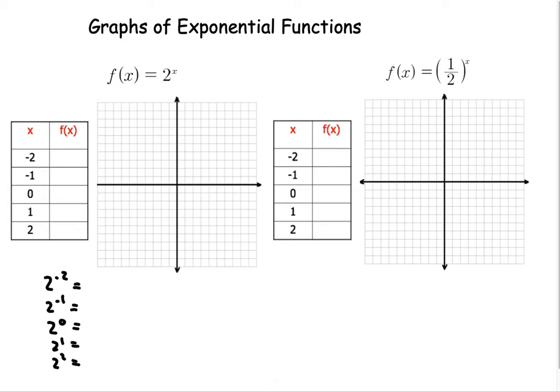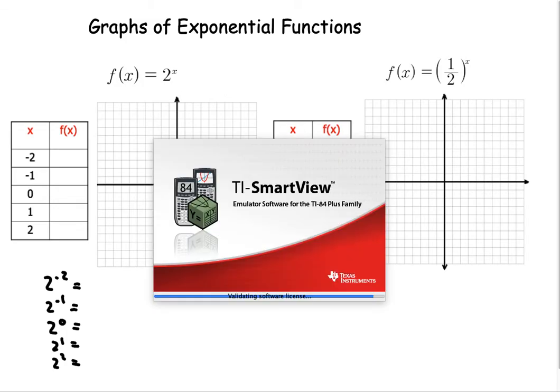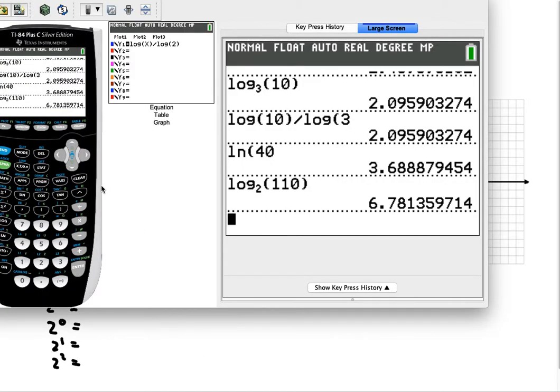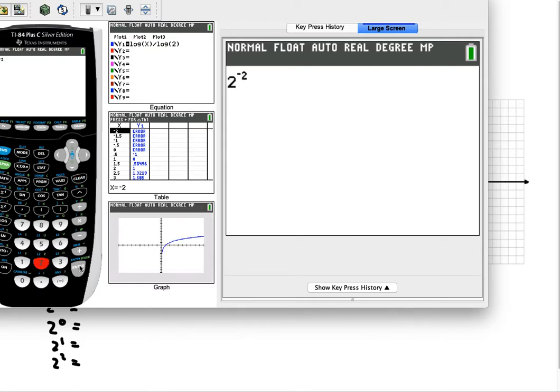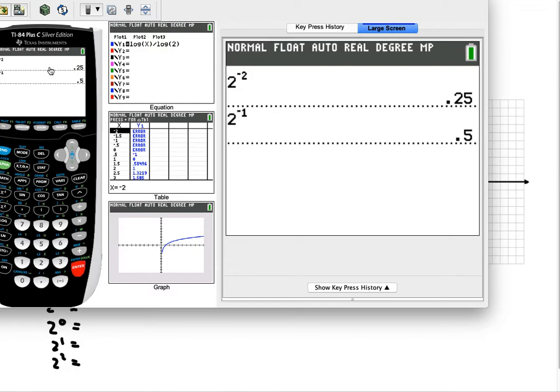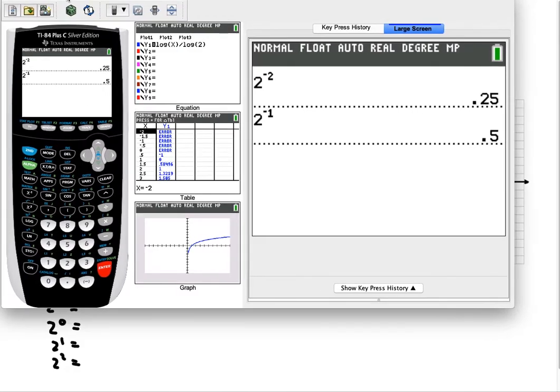So let's just go ahead and do it that way. So I'm going to pull up my calculator and just plug them in there. Maybe I'll just do a few of them. So 2, caret key, negative 2, enter. I get 0.25. 2, caret key, negative 1, enter. I get 0.5, and so on and so forth.